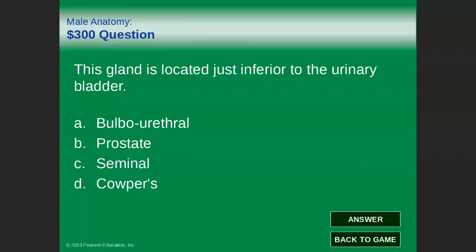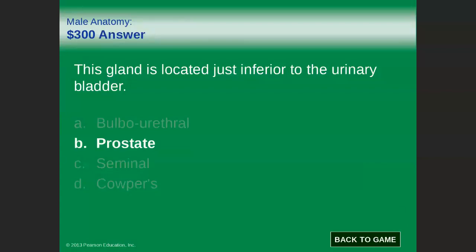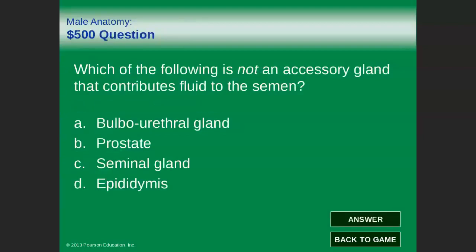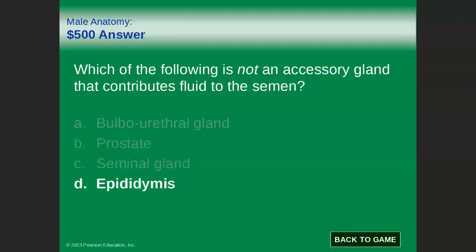This gland is located just inferior to the urinary bladder. That would be the prostate. A part of the penis contains the urethra, that's the corpus spongiosum. Know your three accessory glands. Remember, the epididymis is not an accessory gland.